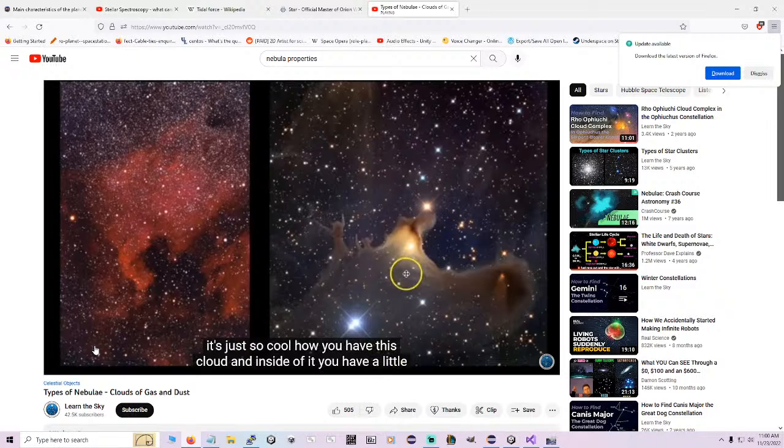It's so cool how you have this cloud, and inside of it you have a little baby star. Hey, little baby star. So again, another example of how we are naming things after what they resemble, and even here, these kind of look like little ghosts coming out as well.